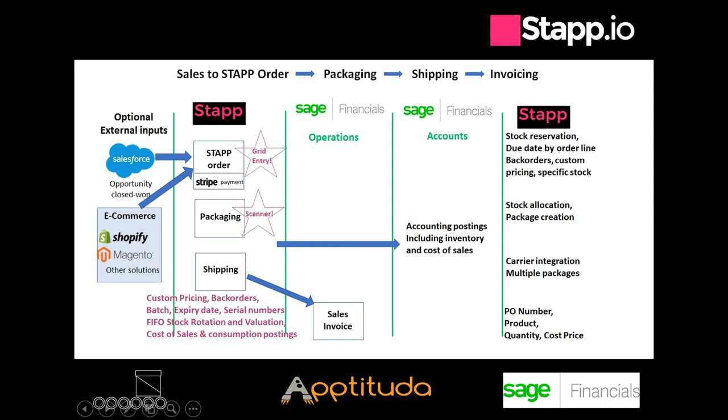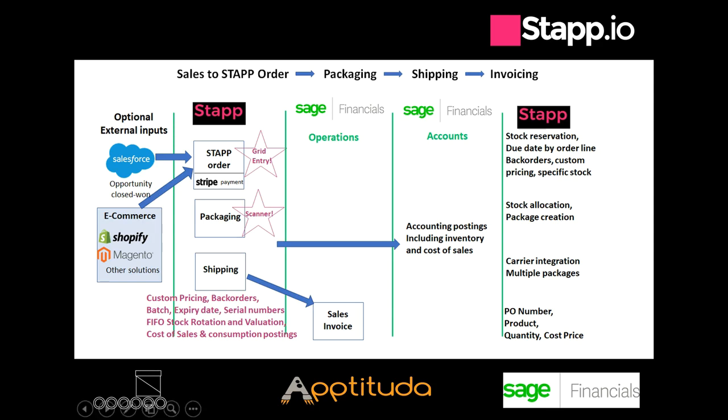So Stapp, within the order environment, is giving us stock reservations, due dates by order line. We can split order lines into multiple shipment dates. We have back orders, custom pricing, price band pricing, and we can identify specific pieces of stock which can be specifically shipped to specific customers.